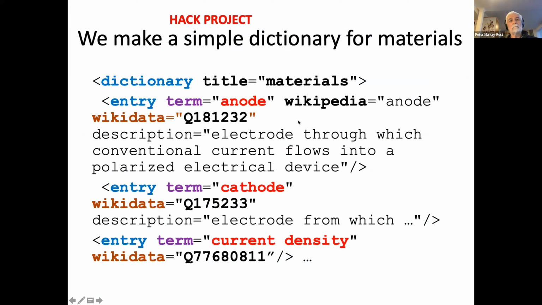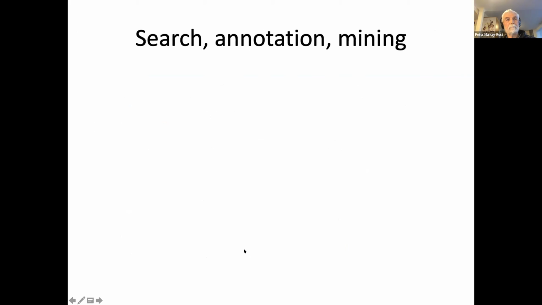So I'm also working on a project on battery materials with Matthew Dunstan in Cambridge. And this is a typical dictionary you put together: anode, cathode, current density, all of them linked into Wikidata with their description. It's not rocket science, but it's incredibly powerful. So we're now going to look at using it for search, annotation, and mining.